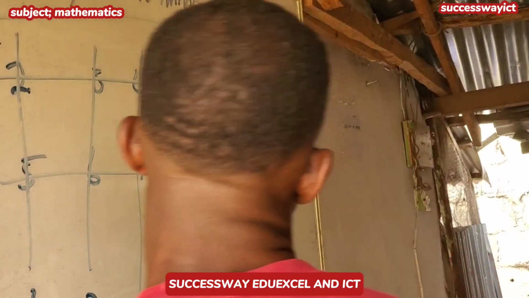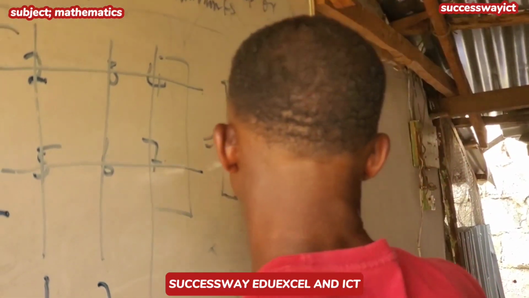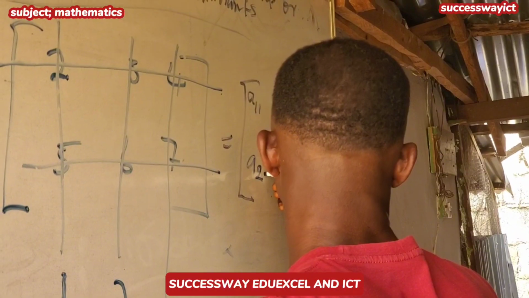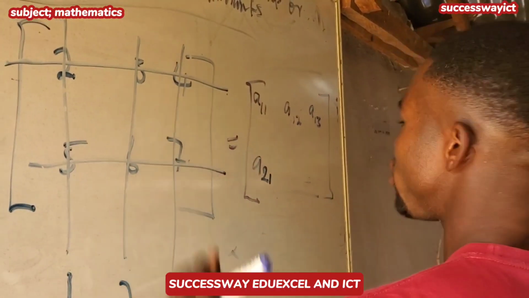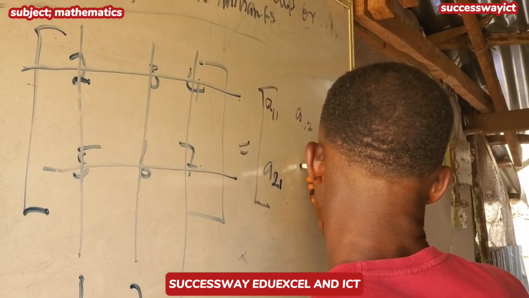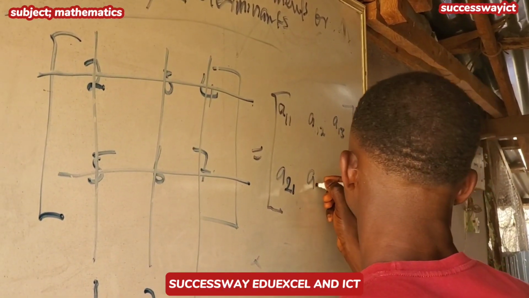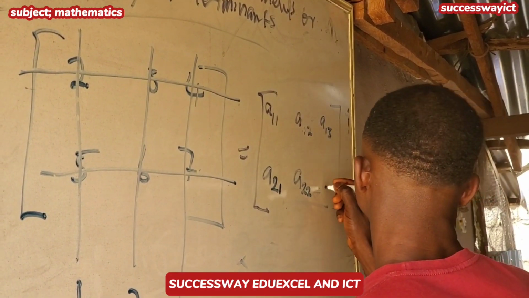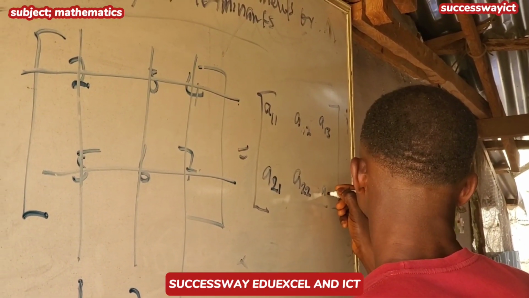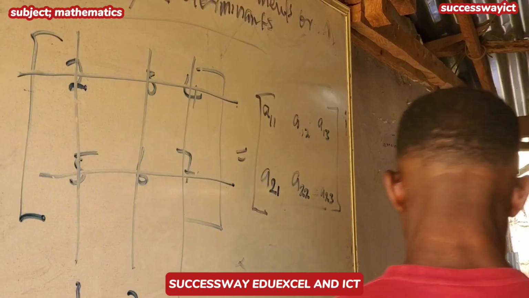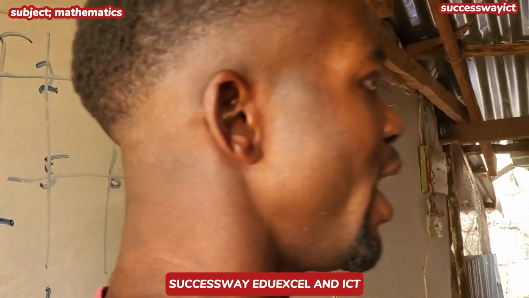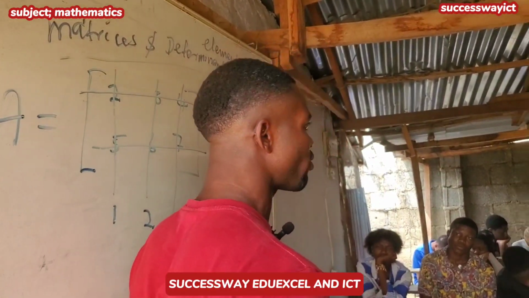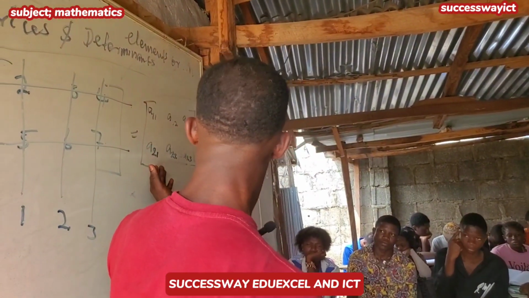What about element 5? Second row, first column. What about element 6? Second row, second column. What about element 7? Second row, third column. Now you can see the position of the element, isn't it? The order of arrangement is a 2 by 3 matrix, isn't it? But if you look at the position of each of the elements as translated, true or false?